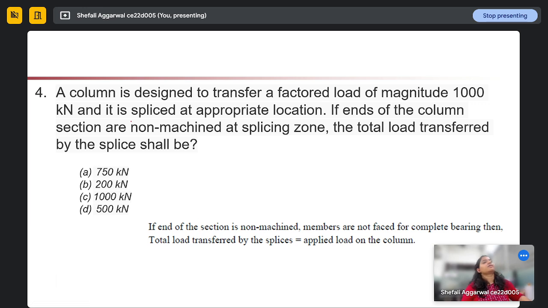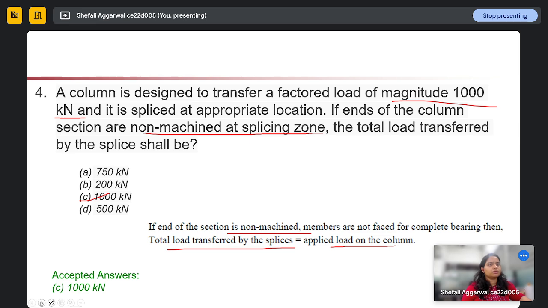Given the answer. A column is designed to transfer a factored load of magnitude 1000 kilonewton and it is spliced at appropriate location. If the end of column section are non-machined at the splicing zone, the total load transfer by the splice shall be. So in case of non-machining, our total load transfer is equal to applied load. So the applied load is 1000 kilonewton. So the total load transfer by splices will also be equal to the 1000 kilonewton. Okay.